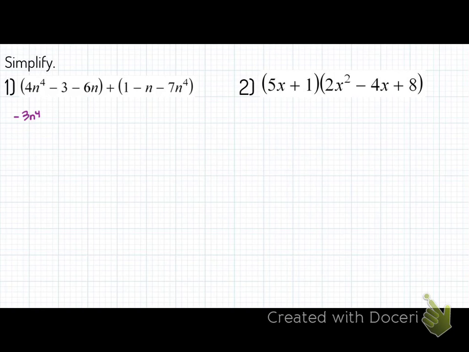What's the next largest exponent? N to the 3rd. Are there any n to the 3rds in this whole problem, I asked myself? Nope, there aren't. So I'm going to go to n squareds. Are there any n squareds? Nope. N to the 1st, yeah, there's some n to the 1st here. We have negative 6n plus negative n. So negative 6n plus a negative n is negative 7n. Okay, and then we got constants. We got negative 3 plus a 1. Negative 3 plus 1 is going to be negative 2.